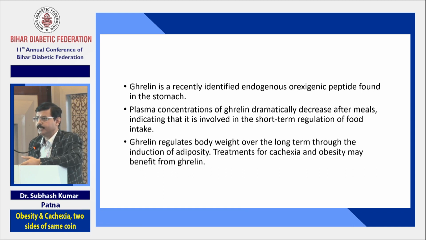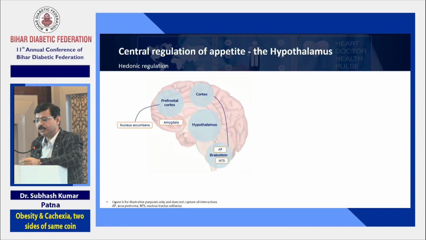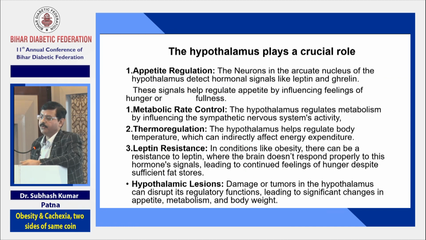So, the other important aspect of these cachexia and obesity neuropeptides is the site of action, that is the hypothalamus, because both of these act at receptors in the hypothalamus, helping with appetite regulation. This is the site of regulation where neurons in the arcuate nucleus of the hypothalamus detect hormone signals, both leptin and ghrelin, and these signals help regulate appetite by influencing the feeling of hunger and fullness.